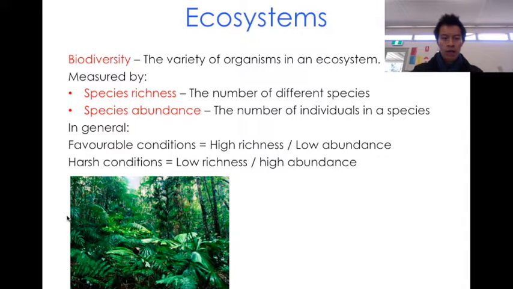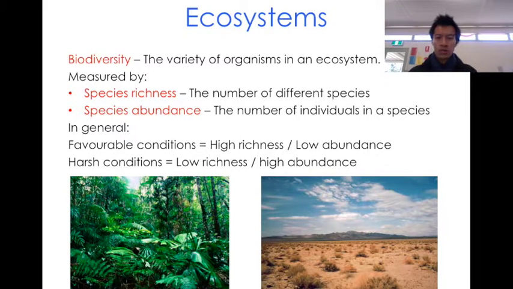On the flip side, when you have harsh conditions, you generally find that the species richness is lower because it's a lot more difficult for different species to survive. But those that do survive have a competitive advantage because they have some sort of adaptation which allows them to survive better in their environment. And so those places have a high abundance but a low species richness.